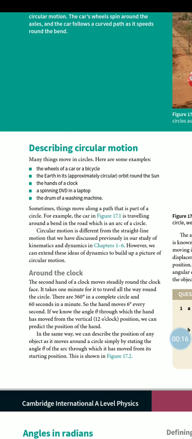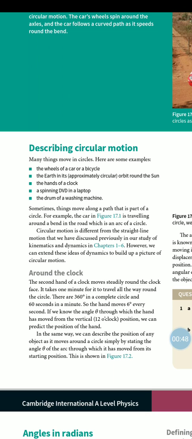Obviously, there is a central point. Around this central point, at a fixed length, which is obviously the radius, something is moving. It doesn't really have to move a complete circle. For example, when a car takes a turn, or when it goes through a bend, there is circular motion involved, but it doesn't go the entire circle.